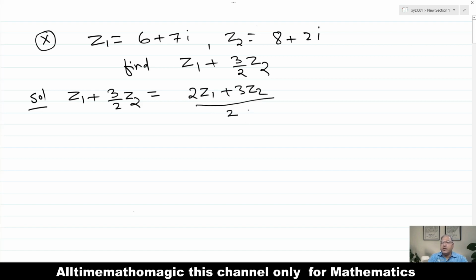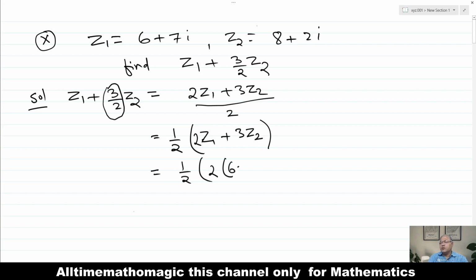If I directly do it, then this fractional part will trouble us later on. So first I simplified it. Now I will operate it. So 1 by 2 is taken outside. Now 2Z1 plus 3Z2 equals 1 by 2 times (2Z1, Z1 being 6 plus 7i, plus 3Z2, that is 8 plus 2i).